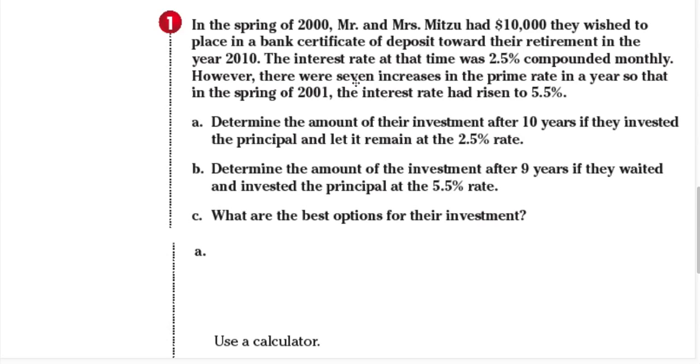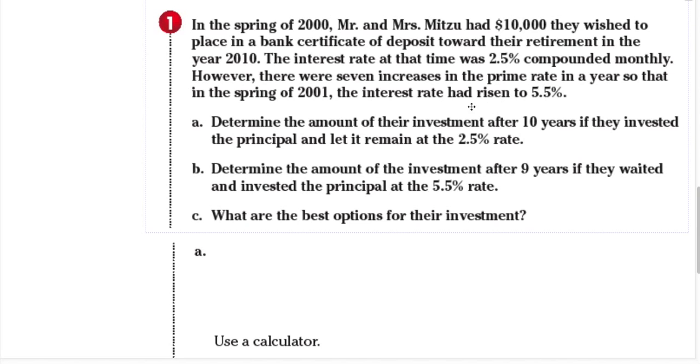However, there were 7 increases in the prime rate in the year, so that in the spring of 2001, the interest rate had risen to 5.5%. So the prime rate increased, and the interest rate had gone up to 5.5%, which is a good thing. As the interest rate goes up, your investment actually grows a lot faster than if it were 2.5%.